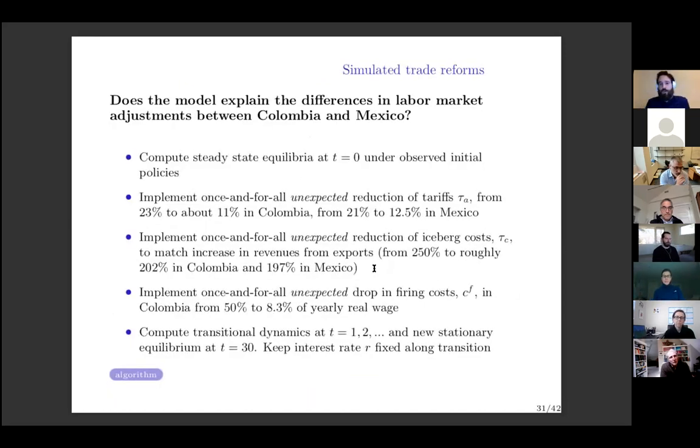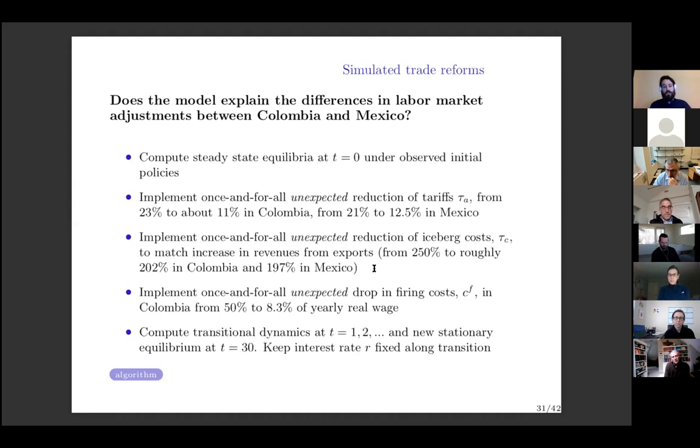Okay, so in the last 12 minutes that I have left, let's speak a little bit about the counterfactual exercise. The first exercise I'll do is to implement the observed trade liberalization in both countries under the observed labor market institution. This means that I'm going to compute the steady state equilibrium under the observed policy. I'm going to implement a reduction in tariffs that is exactly equal to the one observed in Colombia and Mexico. I'm going to introduce also a reduction in iceberg cost to match the increase in the revenue from exports observed in both countries.